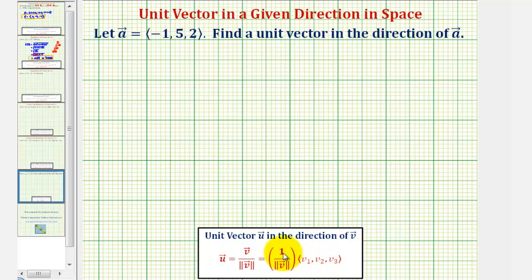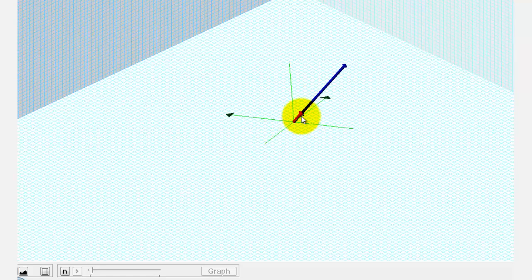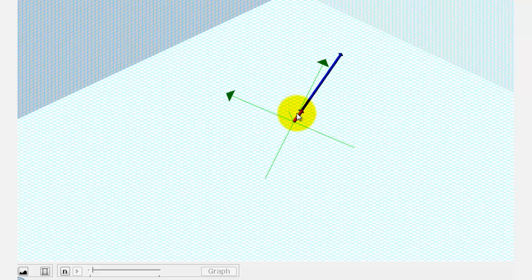Before we do this though, let's take a look at the graph of vector A in space as well as the unit vector in the direction of vector A. So here's a graph of vector A in space, the blue vector, and the red vector is a unit vector in the same direction as vector A. So we're looking for the component form of this red unit vector here.